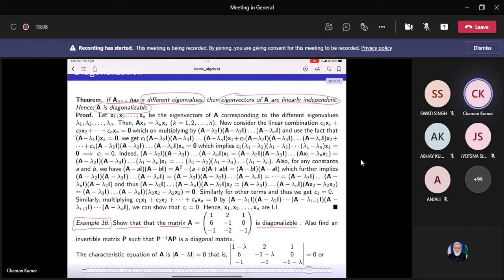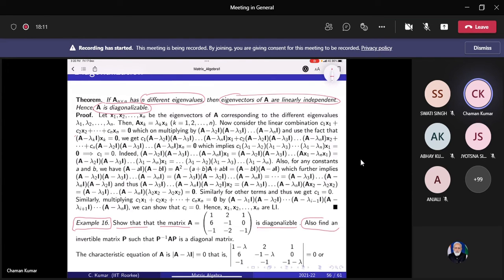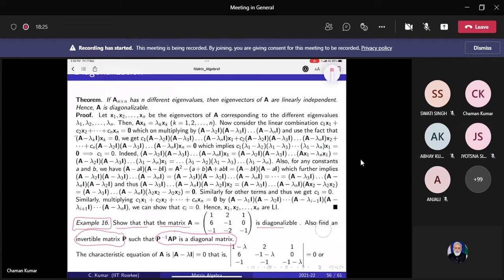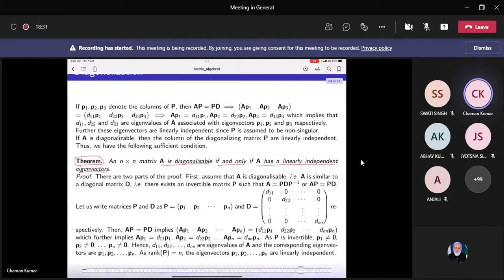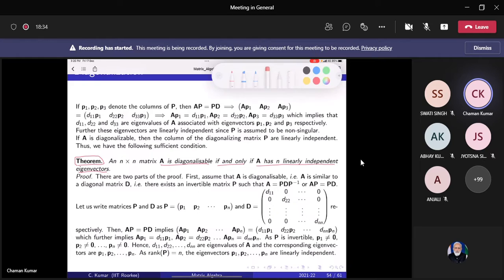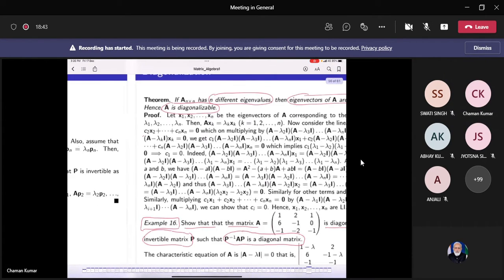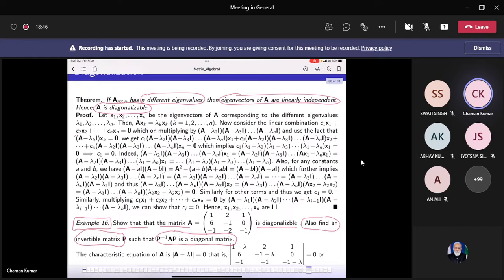Now the next part of this question says that also find an invertible matrix P such that P inverse AP is a diagonal matrix. So how will you calculate this P? I've given the hint in some proof of this theorem, how to calculate this matrix P here. You can form this matrix P with the help of linearly independent eigenvectors.